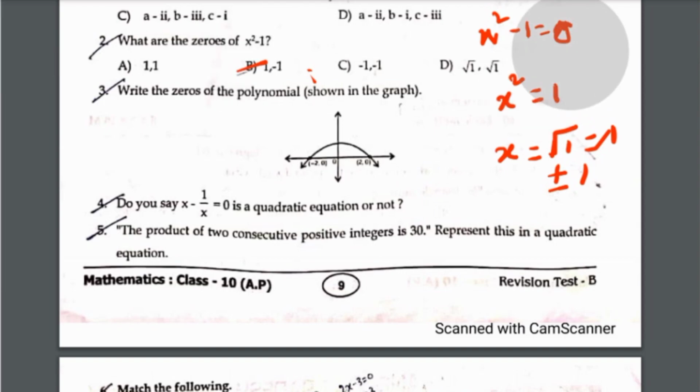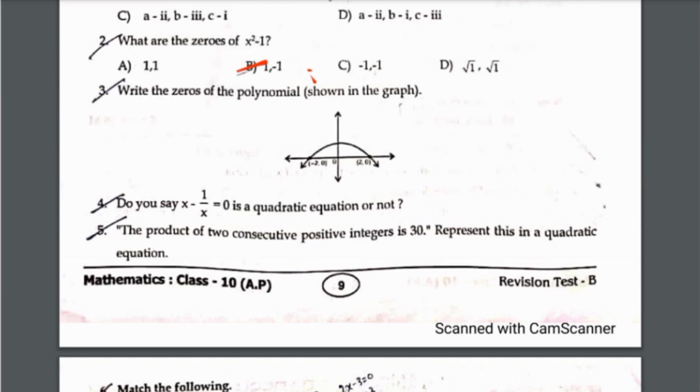The next question here, write the zeros of the polynomial shown in the figure. They are asking for the zeros of the polynomial, not the number of zeros. This graph intersects here and here. So what are the values? But don't write minus 2 comma 0 or 2 comma 0. Your answer is just minus 2 comma 2. Because the parabola intersects at minus 2 comma 0 and 2 comma 0, you should take only the x coordinates, that is minus 2 and plus 2.